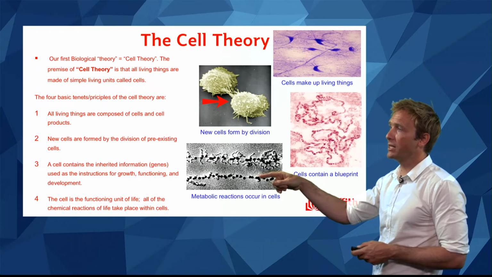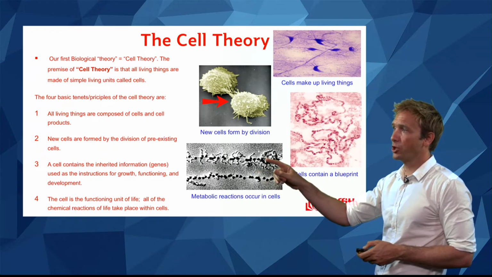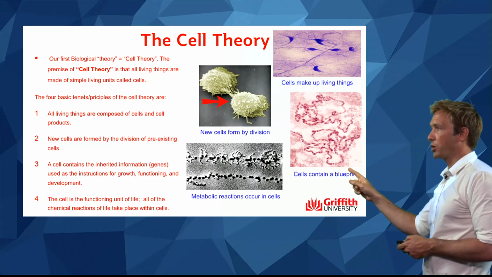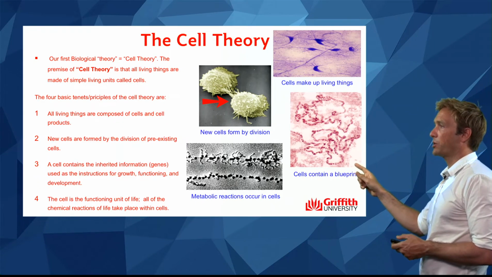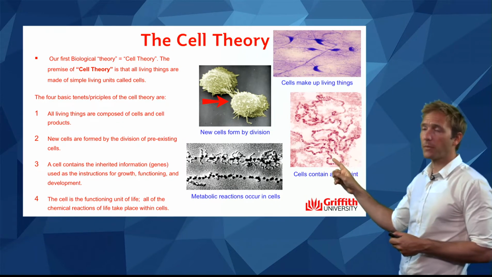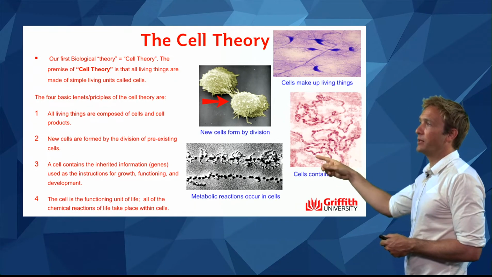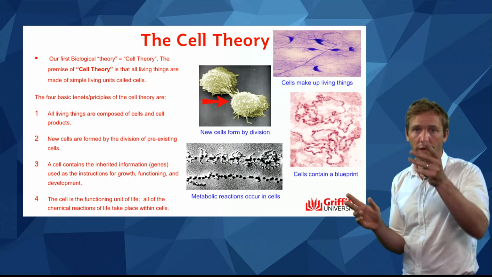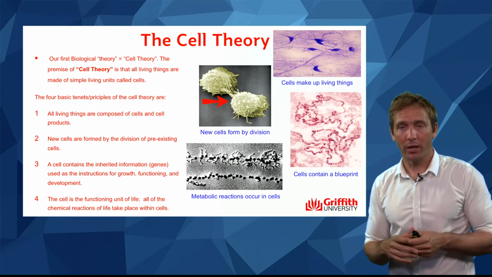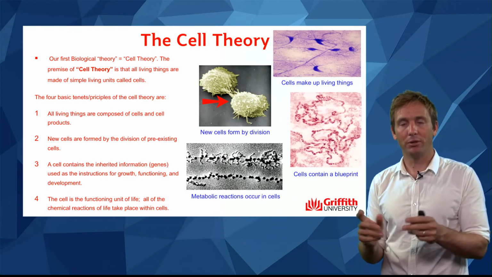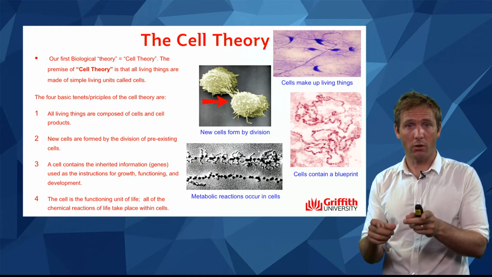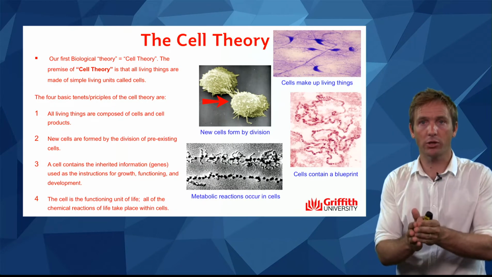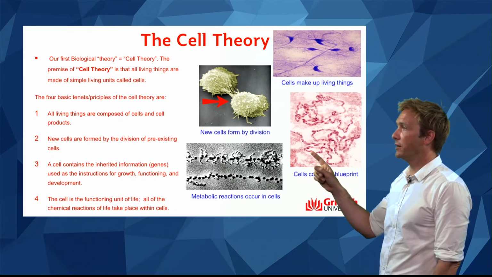The third one down here is that a cell contains the inherited information, genes, used as the instructions for growth, functioning, and development. So this is the picture I've kind of put with it. This is that cells contain a blueprint, and that blueprint is what we call genes, and the molecule is DNA. So all cells, including you, and the cells that make you up, inherited the information that allowed them to build, that allows them to function right now, and makes your identity both on a macro scale and on a micro scale. And it all comes from the DNA molecule.